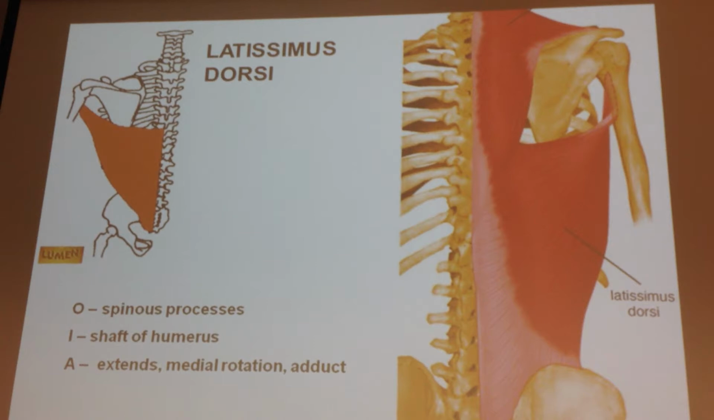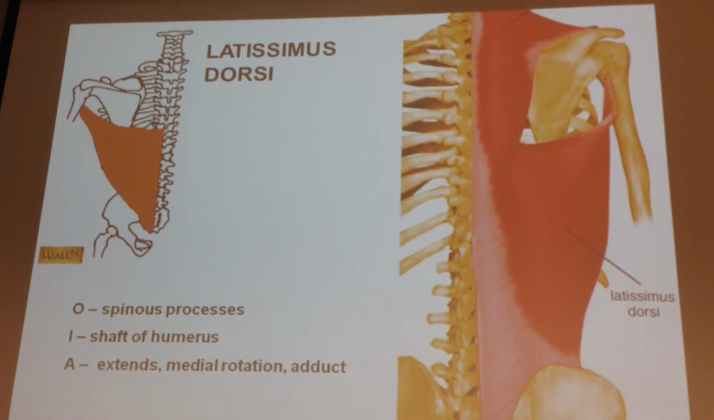It inserts onto the shaft of the humerus, kind of on the inside. So it does medial rotation because it's coming up from the inside, but its major function, when you're in the gym, you reach up and grab the bars above your head and pull down. What movement is that at the shoulder?